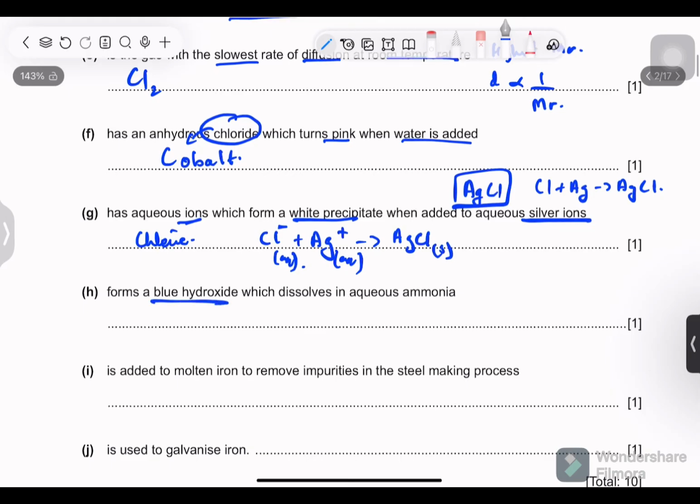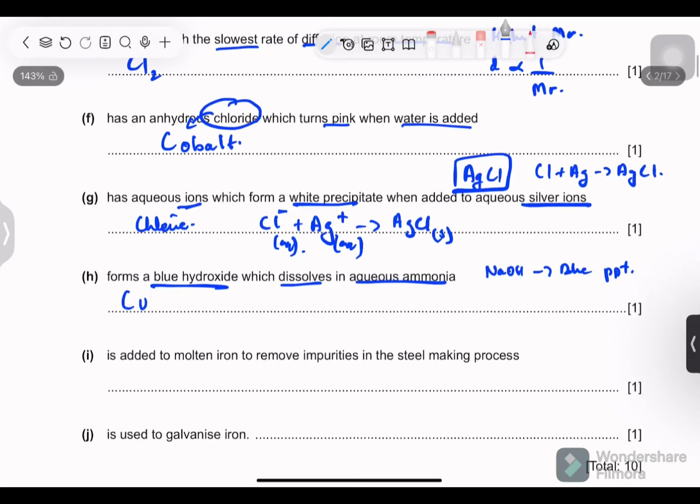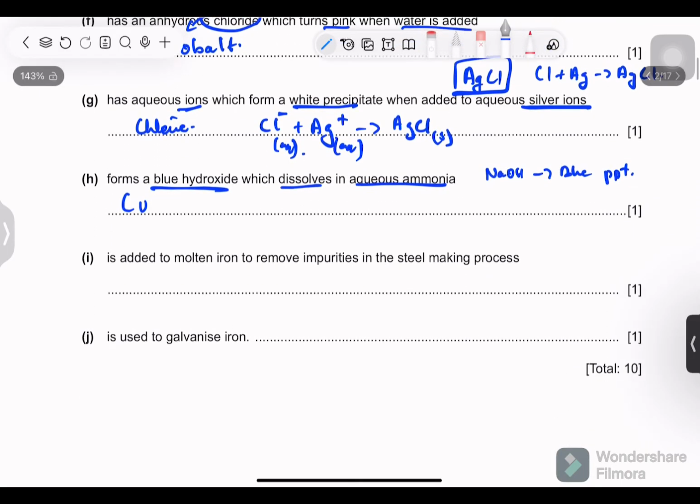Forms a blue hydroxide which dissolves in aqueous ammonia. So the test for cations, the blue hydroxide means that when you add NaOH, a blue precipitate is formed, and it dissolves in aqueous ammonia. So this is copper. So the correct answer is copper over here, because the colored compounds of copper are blue and it also dissolves in ammonia.